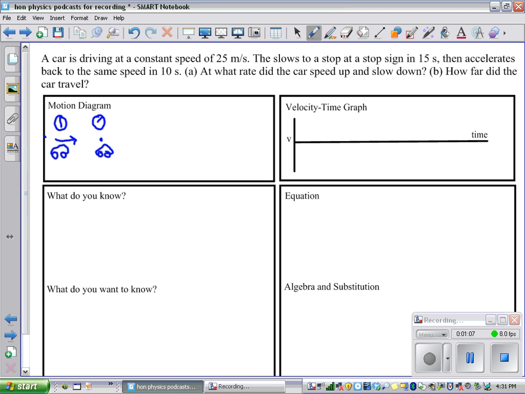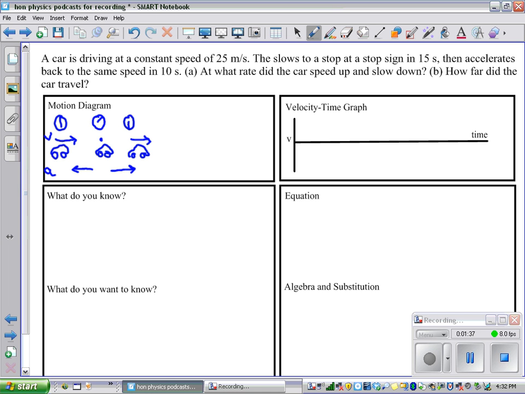These are the velocity right here. So we'll give it a dot. Then, a little bit later, here's our car. It accelerates back up to the same speed. So here, the car is slowing down, and here, the car is speeding up. So this is our acceleration.